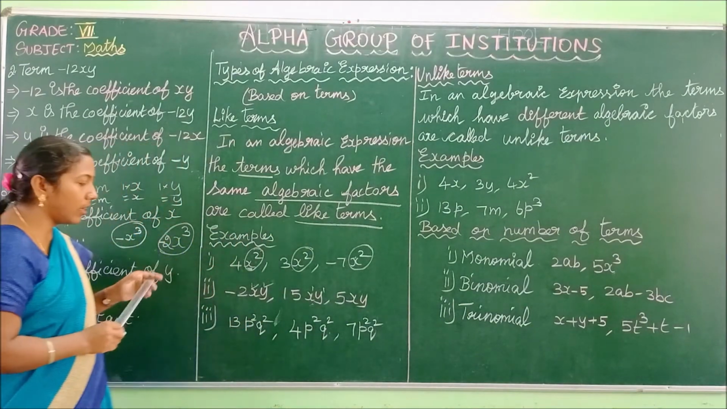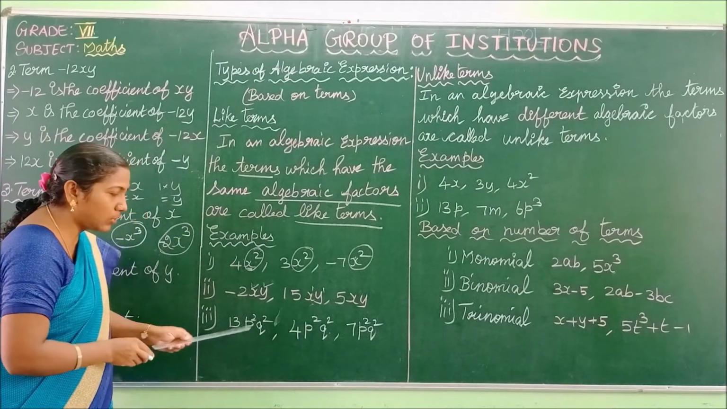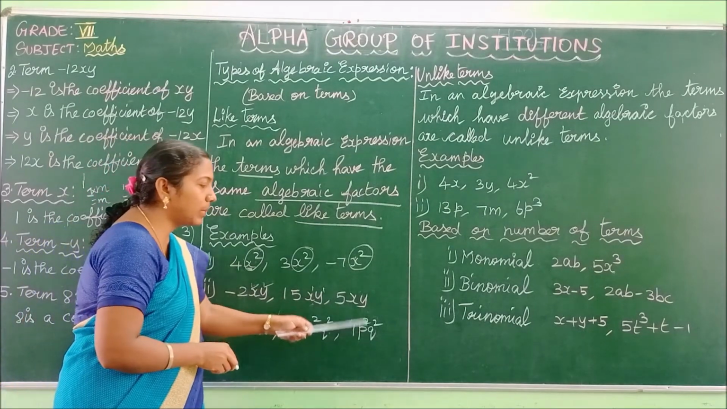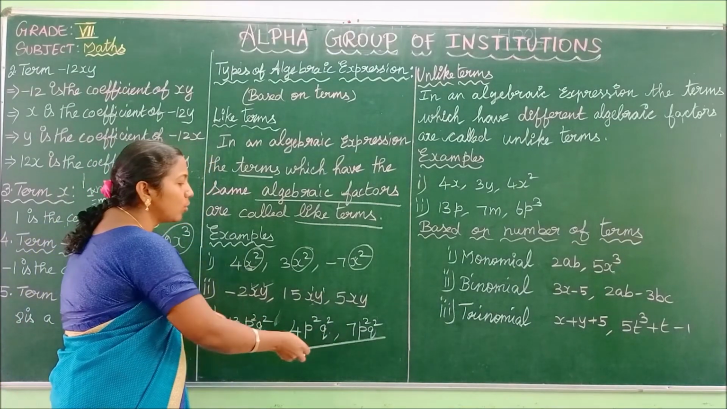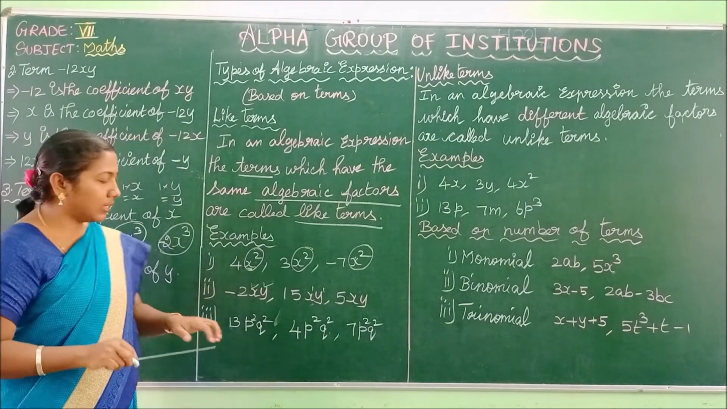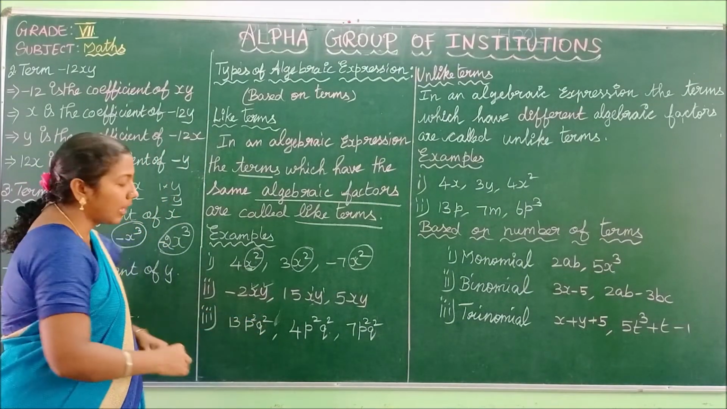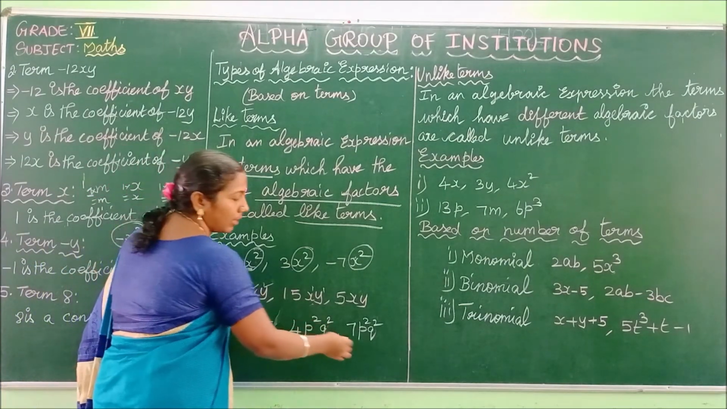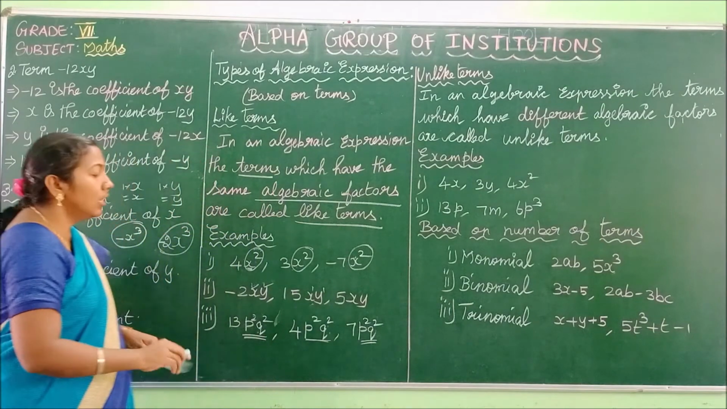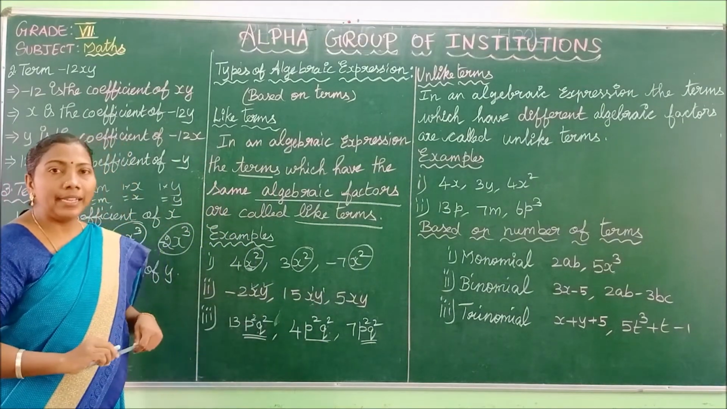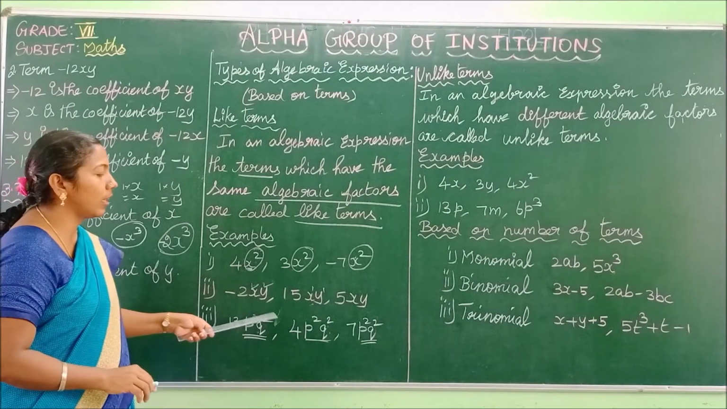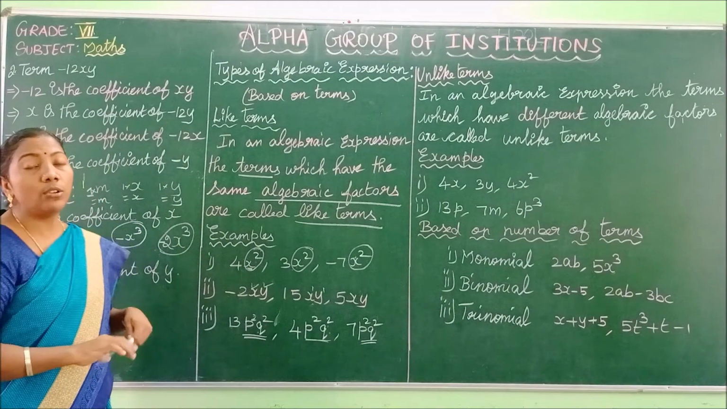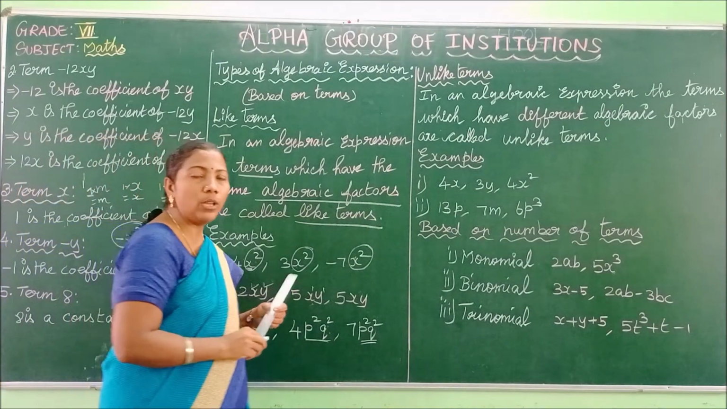Do you understand? See the last example. 13p square q square, 4p square q square, 7p square q square. Here also we have the same algebraic factors. See here p square q square. Here observe the variables. Here also p square q square. Here also p square q square. So we can call these three terms like terms. That is 13p square q square, 4p square q square, 7p square q square are said to be like terms. You can also create some like terms by your own ideas.